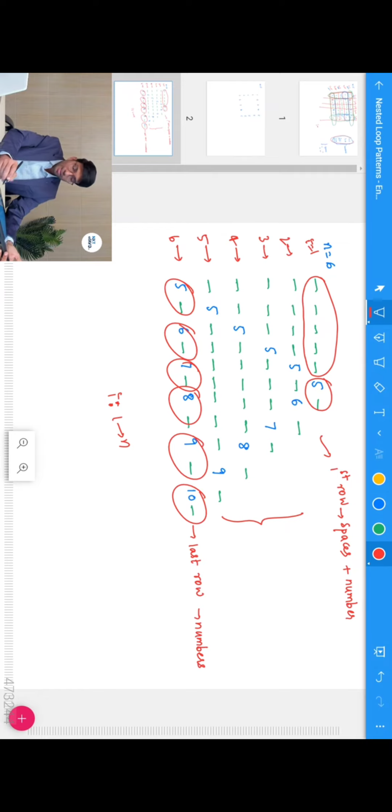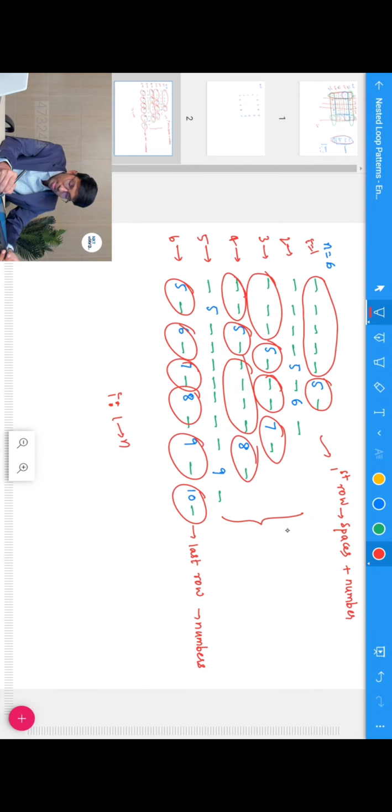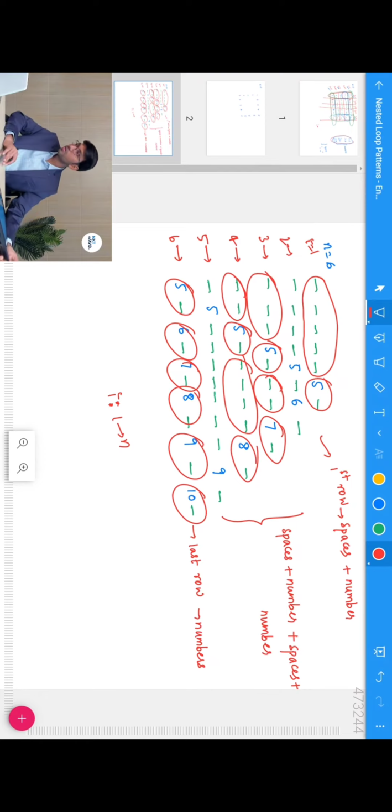So first row is slightly different, last row is slightly different, and the middle rows, if you see, we have spaces, number, spaces, number, spaces, number, spaces, number. That means this looks like spaces plus number plus spaces plus number. This is how the middle rows look. So this is the pattern that we have identified.